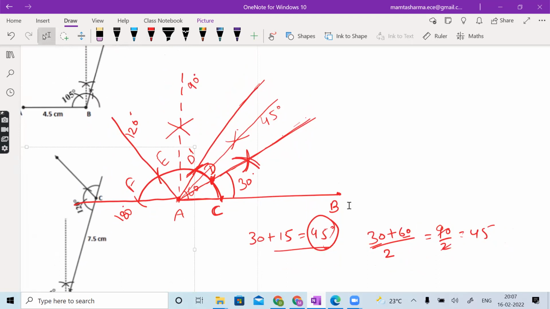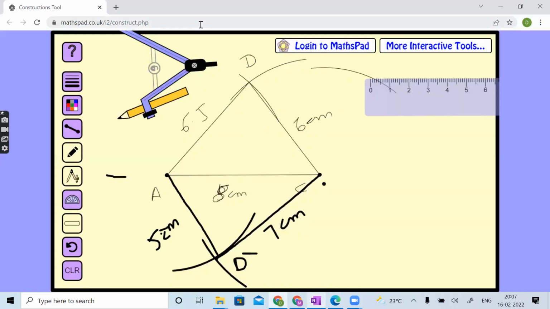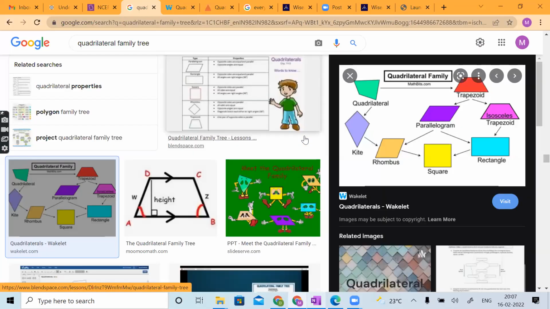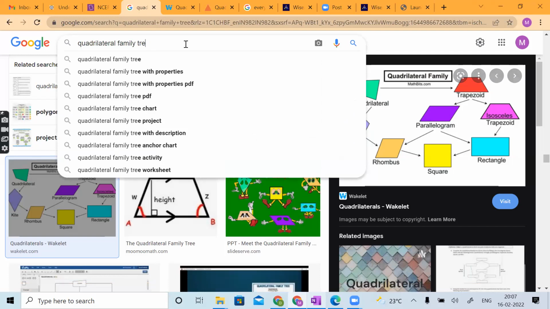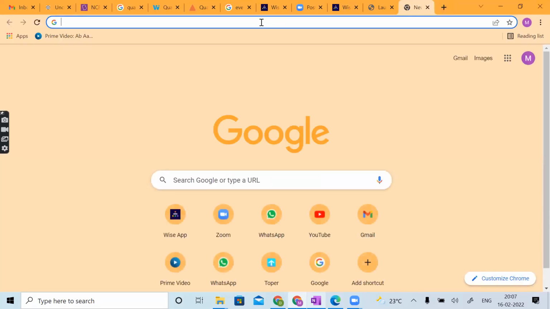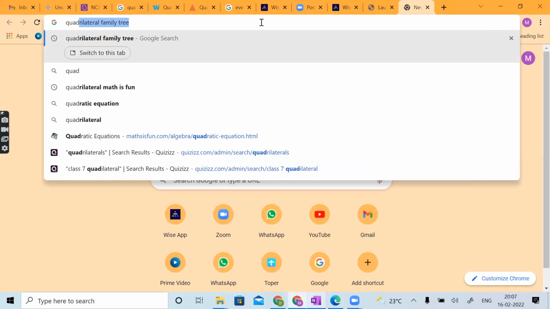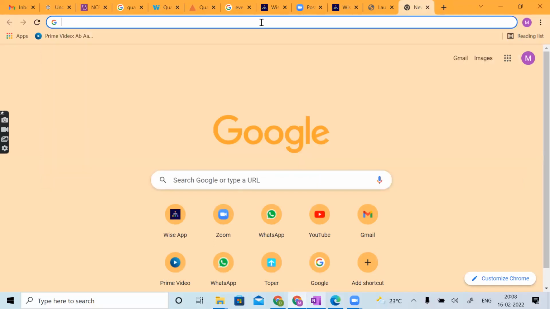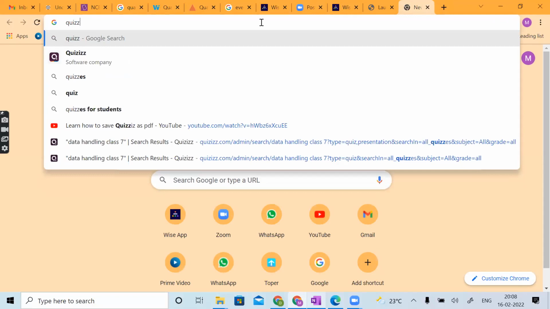I think now anybody is ready for quiz? Anybody want to? Yes, ma'am. So quiz on what topic? Ma'am, quadrilateral? Quadrilateral family. Quiz on quadrilateral family. Okay. As you wish, ma'am. Quiz.